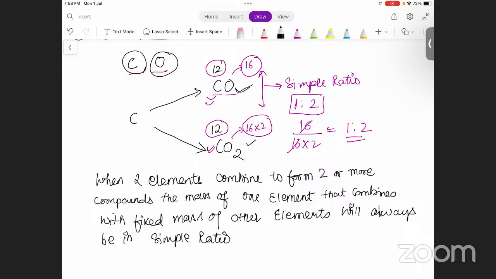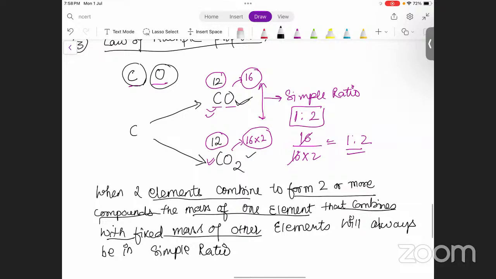So just read the definition and relate it with this example. What it is saying, when two elements combine to form two or more compounds, then the mass of one element that combines with fixed mass of other element will always be in simple ratio. Now you could get a question based on this, where you will be given certain compounds and they may ask which among the following is following the law of multiple proportion. So we'll understand this quickly by taking another example also.